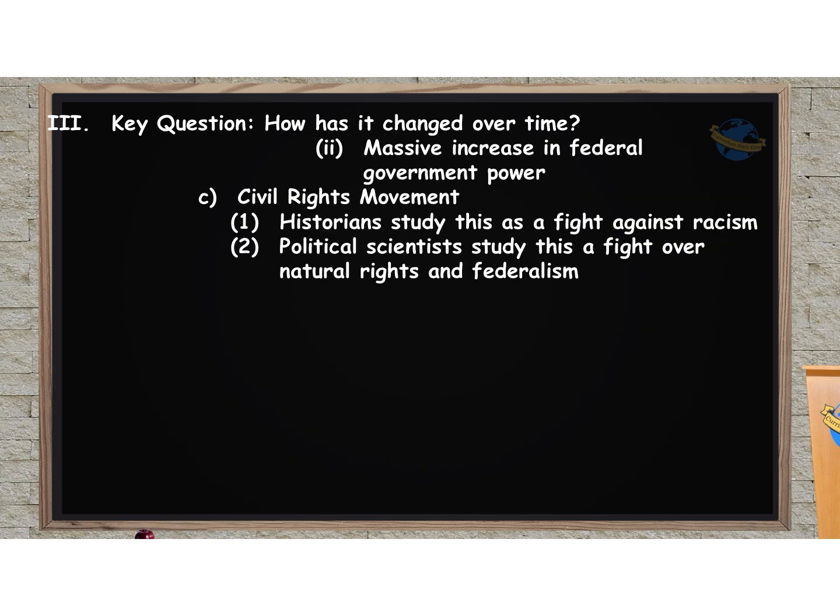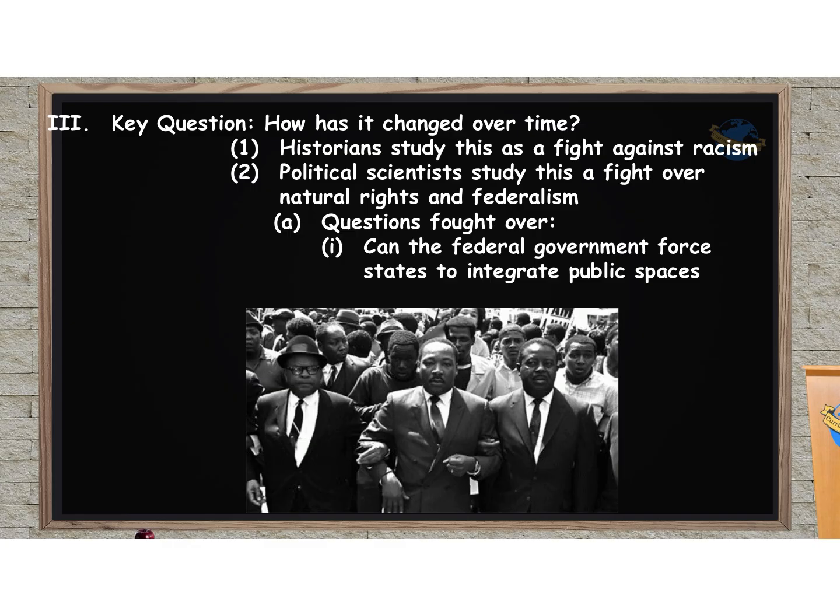Then came the Civil Rights Movement, which historians accurately study as a fight against racism, but political scientists study this as a fight over natural rights and federalism. Remember, natural rights, life, liberty, pursuit of happiness, federalism, division of power between the federal government and the states. So this is how political scientists studied this moment in history. The question that was being fought over is, can the federal government force states to integrate public spaces? That is, force states to get rid of segregation in both areas that are run by the state government, like schools, and areas that are run by local businesses, such as restaurants and movie theaters.